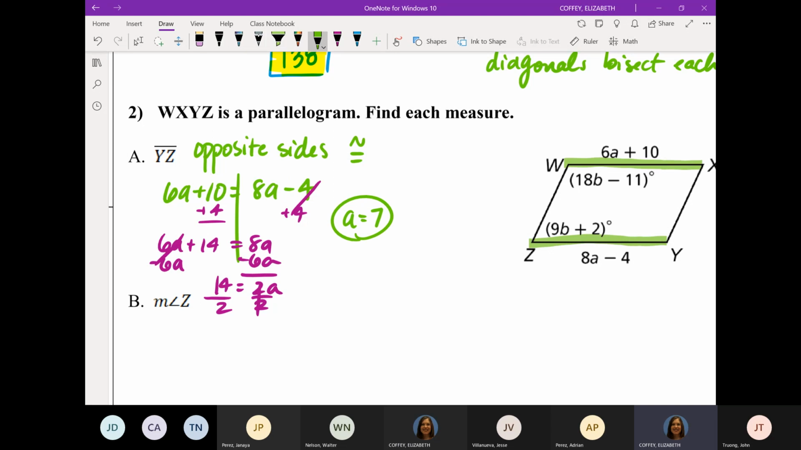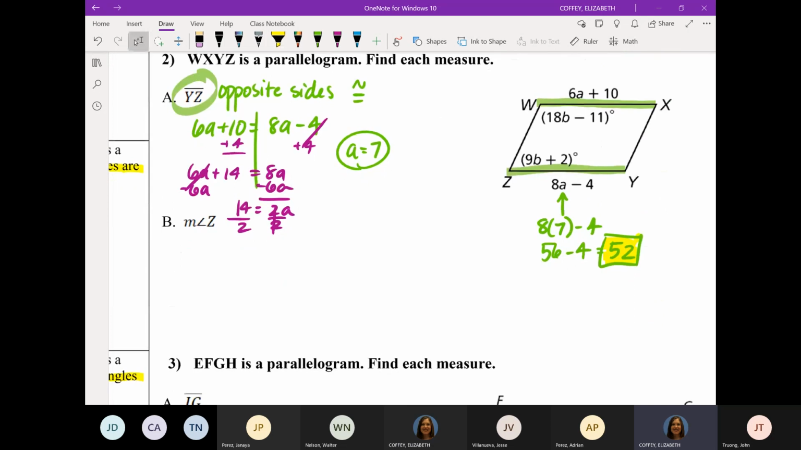But then it's asking me to find YZ. So I go here to this 8A minus 4 and plug in your 7 for that. So if you haven't plugged it in yet after you got A is 7, go ahead and do that now with me. That's 8 times 7 is 56 minus 4. So that is 52. So there's our answer there. YZ is 52. Okay.